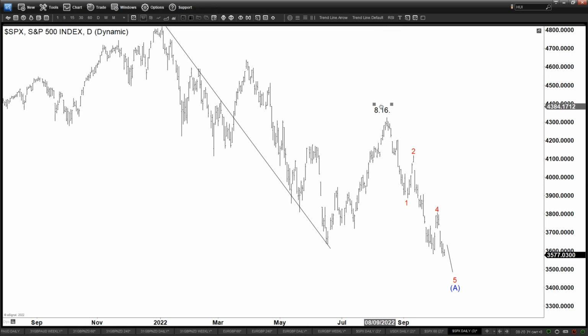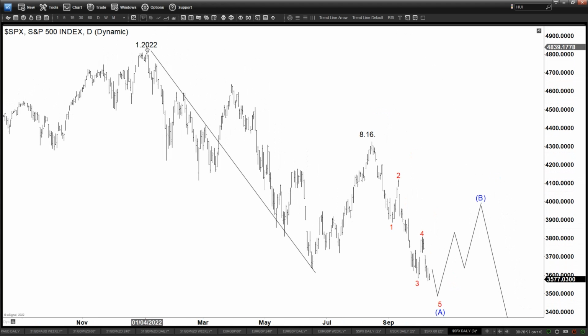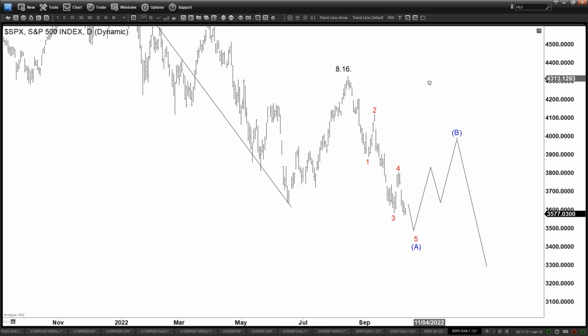So from August 16 we got 1 2 3 4, looking to finish with 5 now, and once we finish that we should be getting a 3-day rally like this, ABC, right, correcting this entire move from August 16. That should be a B, right? Before then we go down again to resume the sequence that started from January 2022 here. Okay, so that's basically the idea.